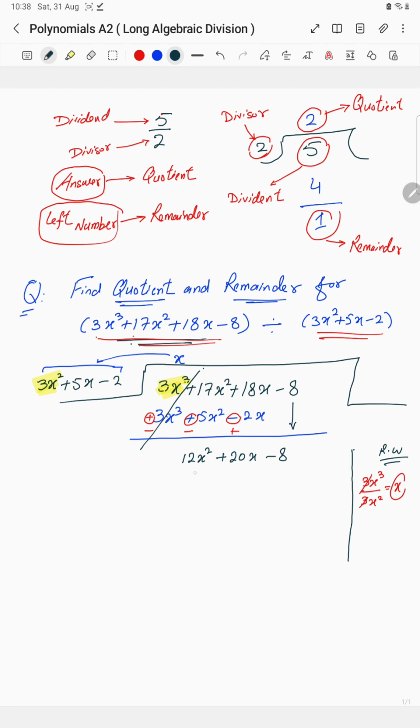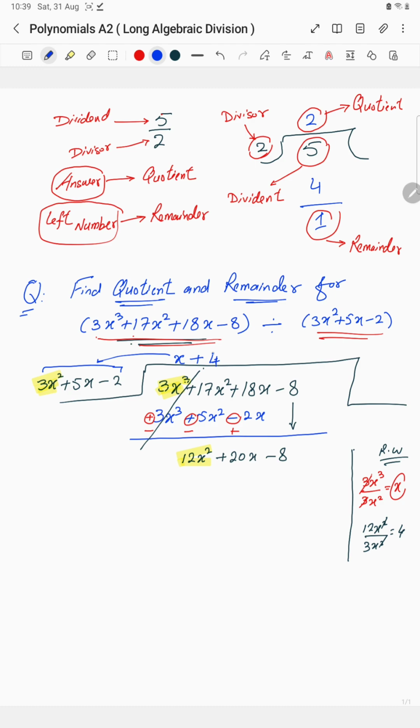Again, it is written in descending order, right? 12x square, 20x and minus 8. Now, what is the first term here? The dividend's is 12x square and the divisor's is 3x square. So we write 12x square divided by 3x square; x square goes, and 3 fours are 12, so you need to write plus 4 here. Because it's plus 4, write plus 4. If it is minus 4, we will write minus 4.